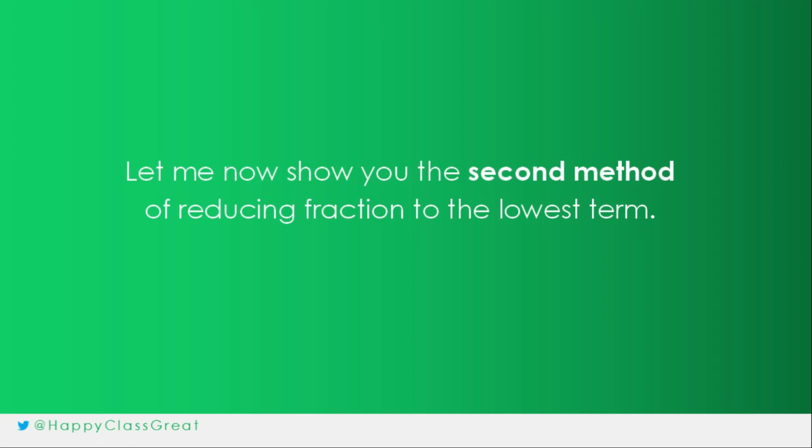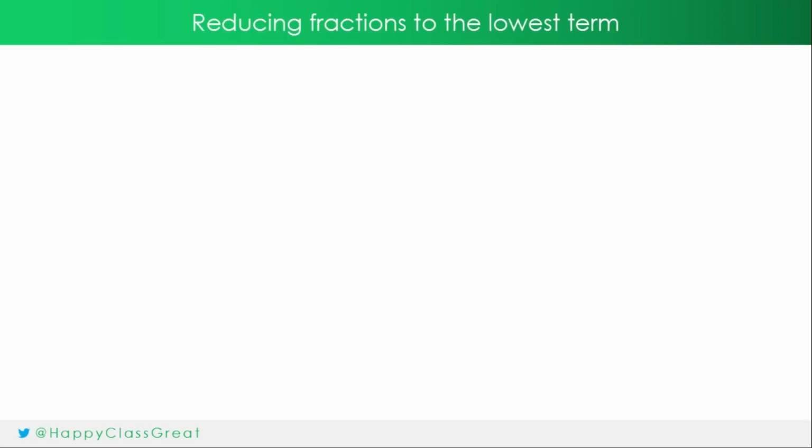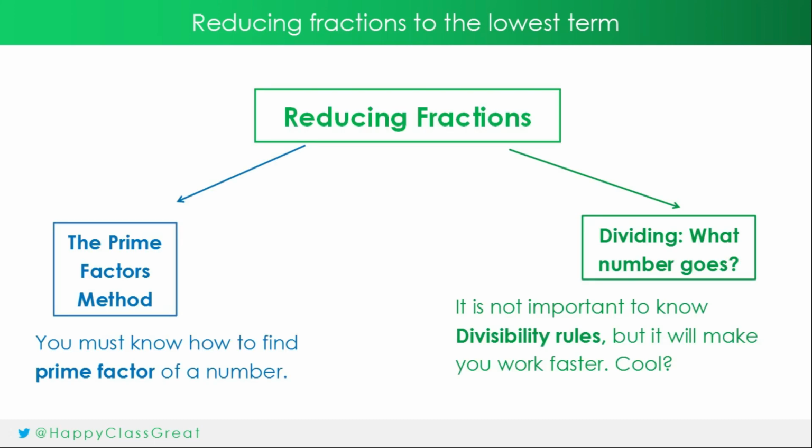Now I'll show you the second method to reduce a fraction to its lowest term. Remember, the first method is the prime factorization method. If we use the prime factor method, the second method is division. So let me show you this division method now, reducing fraction to the lowest term. So this is the diagram that I showed you earlier on, if you remember. We have done the prime factor method. So here now is where you are going to learn how to reduce a fraction by division.